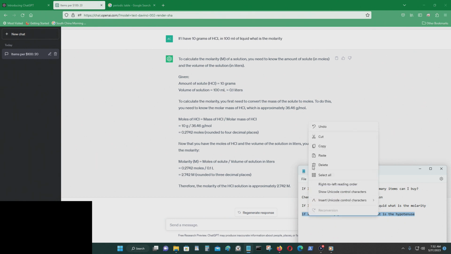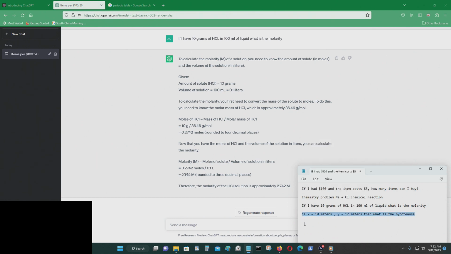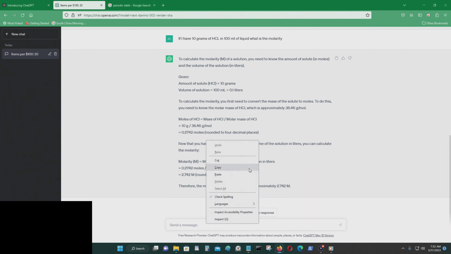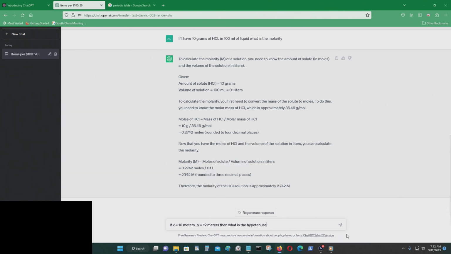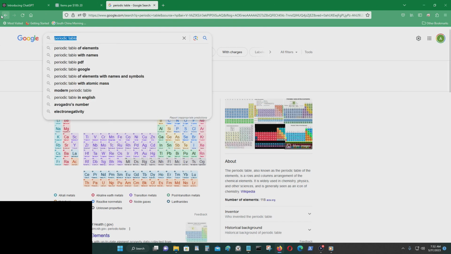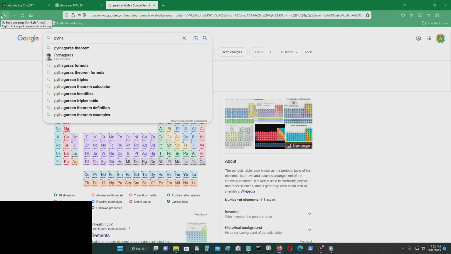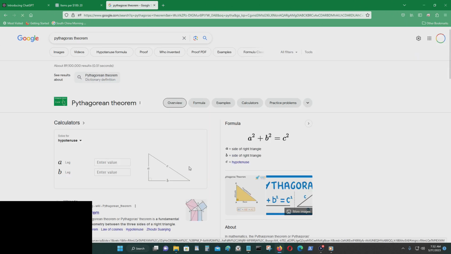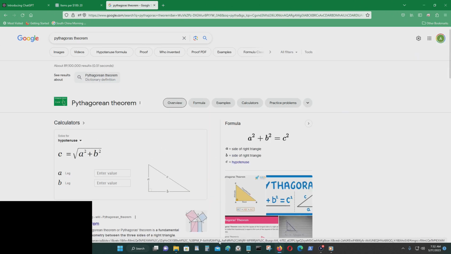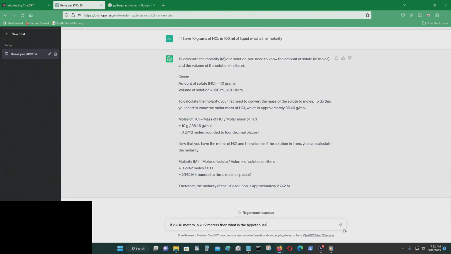Now, a basic trigonometry question, using the Pythagorean theorem. So if x equals 10 meters, y equals 12 meters, what is the hypotenuse? Okay. Pythagorean theorem, that's how it looks. So we're trying to find this here, r, the hypotenuse. So c is equal to the square root of a squared plus b squared. Okay, let's see if we can solve the problem. What is the hypotenuse?